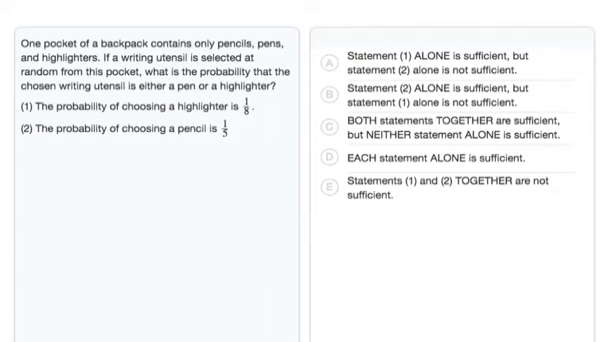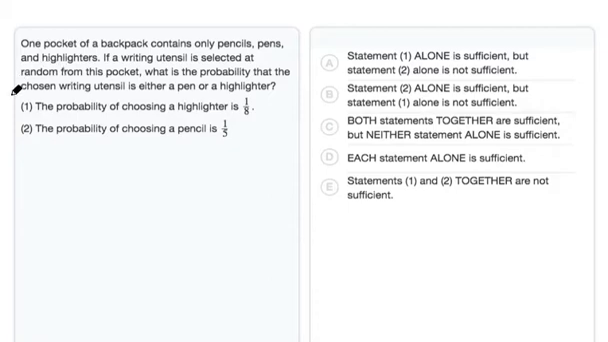Now all of these pens, pencils, and highlighters are in one pocket of a backpack. So if one writing utensil is selected at random from this pocket, we're looking for the probability that it's either a pen or a highlighter. There's a couple ways that we can represent this probability. So let's go ahead and take a look at those different options before we dive into actually seeing if we can find them.